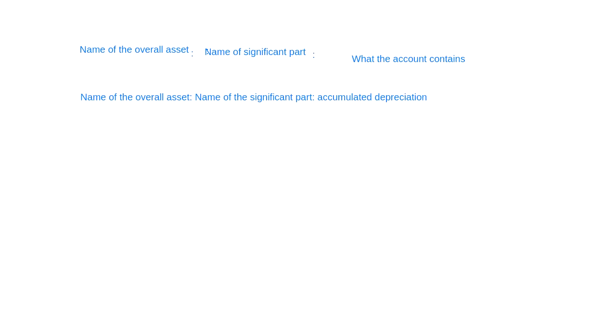this protocol, or this convention, of naming the accounts that deal with the carrying amount of the asset, in other words, the cost, the accumulated depreciation, and the accumulated impairment losses, in separate accounts for each asset or category of asset. And then if that asset has significant parts, then we also have that middle part for the account name.